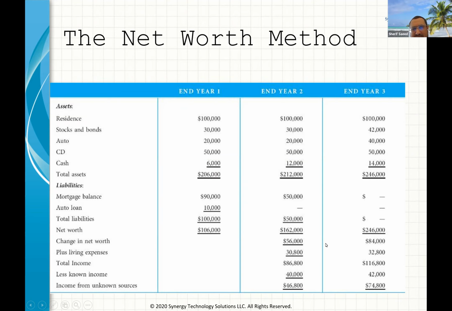So using the same method, in year three, he has 74,000 income from unknown source. That's the number they need to justify. We are not able to have a logical source for this number. So that's where we can say that money is from unknown or questionable source. So this is the net worth method of calculation. Is it clear now?